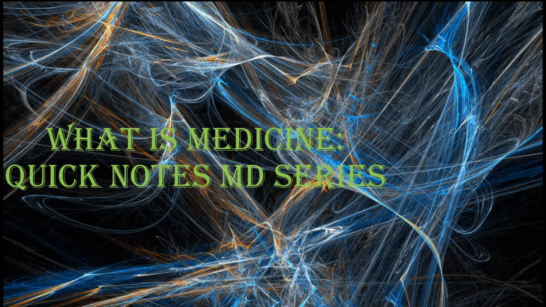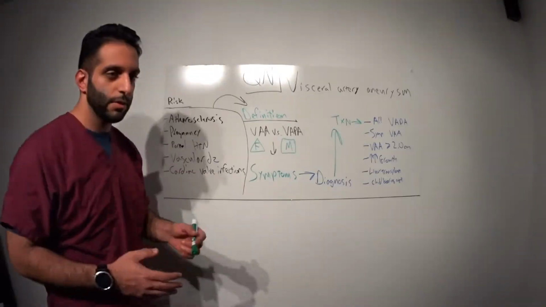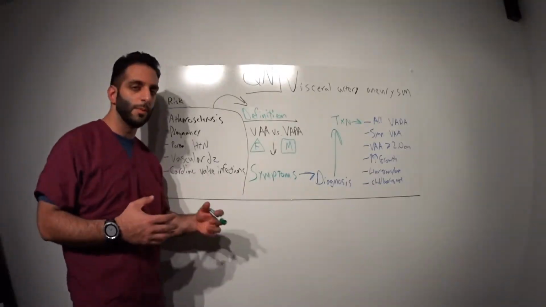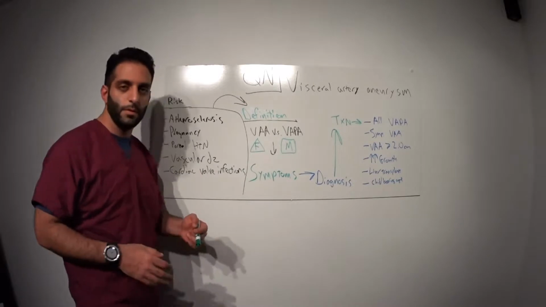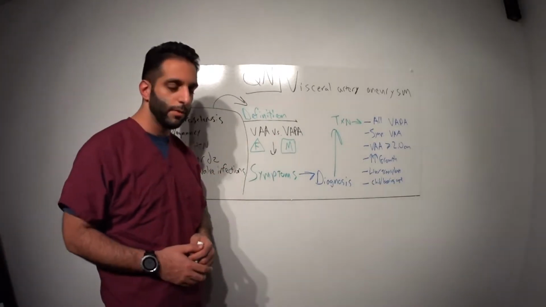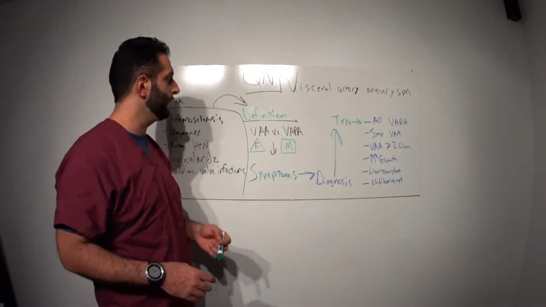This division is aimed at explaining less common diseases to medical professionals in a quick, succinct video, less than 5 minutes long, just kind of going over the basics, treatment, diagnosis, etc. This video is going to be covering the topic of visceral artery aneurysms.